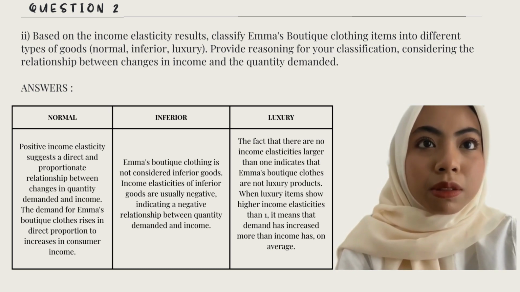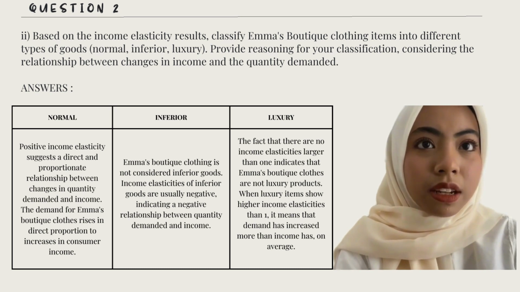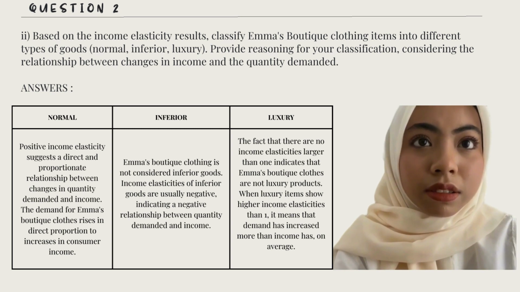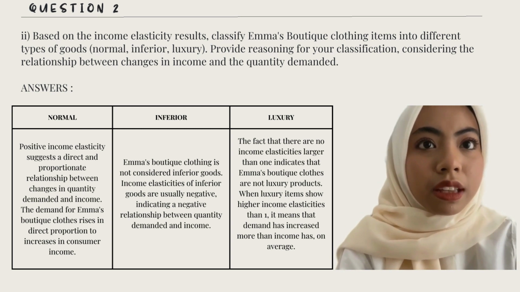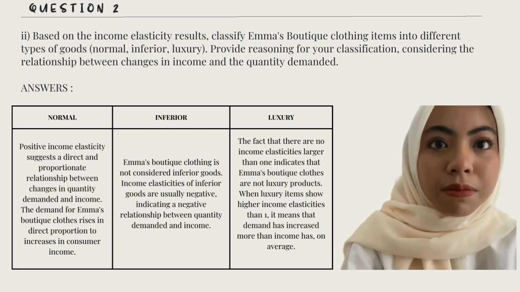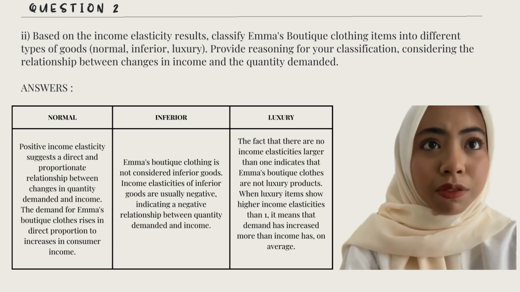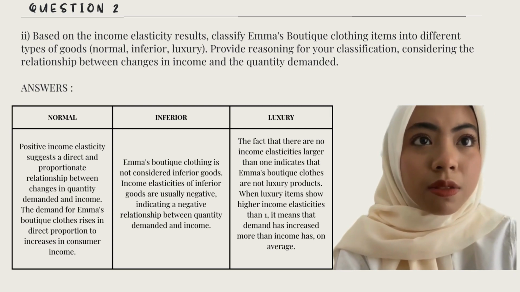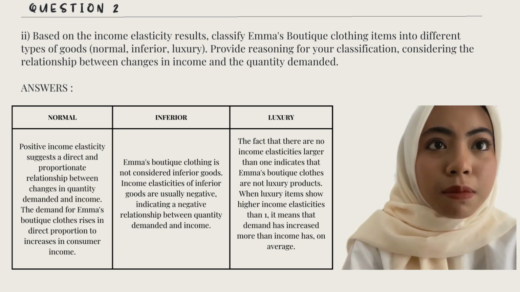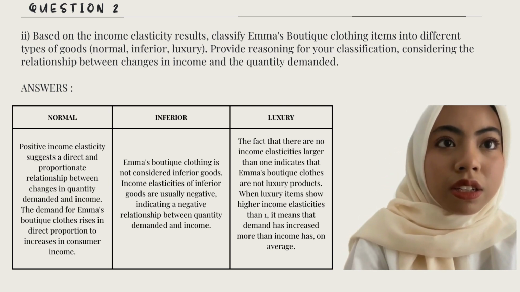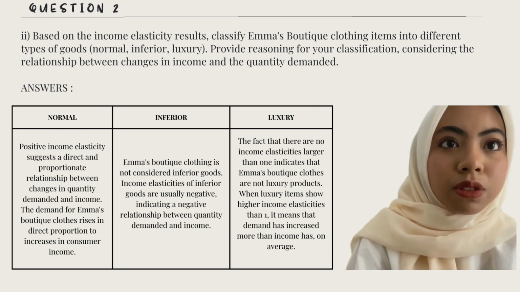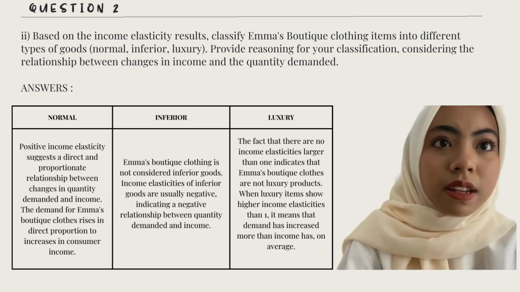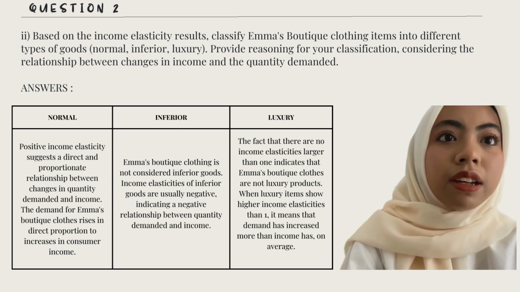For inferior, Emma's boutique clothing is not considered inferior goods. Income elasticities of inferior goods are usually negative, indicating a negative relationship between quantity demanded and income. For luxury, the fact that there are no income elasticities larger than one indicates that the boutique clothes are not luxury products. When luxury items show higher income elasticities than one, it means that demand has increased more than income has on average.